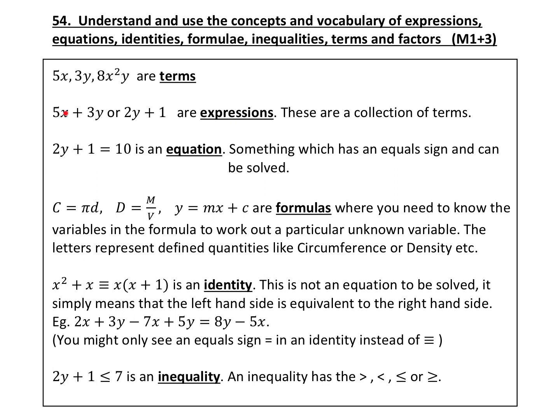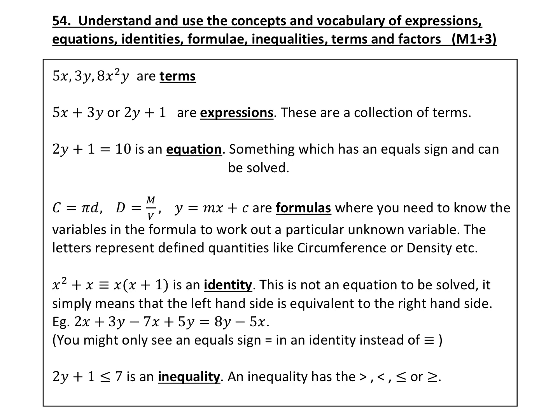You'll notice an expression has no equal sign. It's just a term plus another term, or could have 3 or 4 terms added together or something like that. Now when you have an expression and you put it equal to a number, like 2y plus 1, that is an equation. Something which has an equal sign and can be solved, so you can work out what y is there.